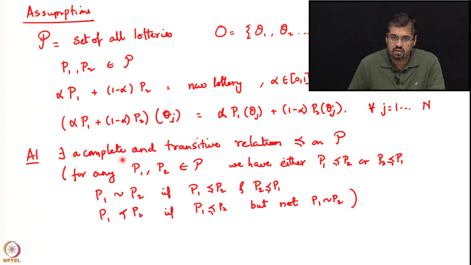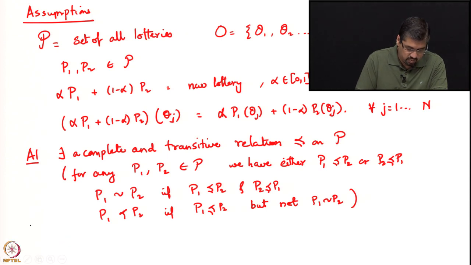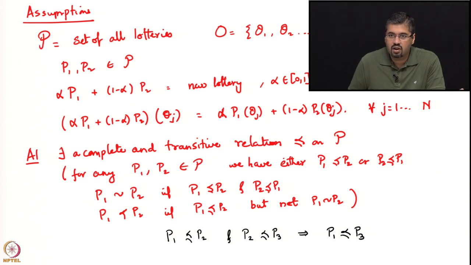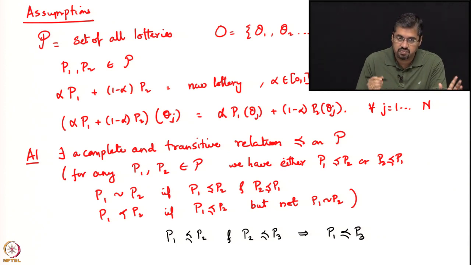What is a complete and transitive relation? It is complete if every two lotteries can be ordered, and it is transitive if you have the following simple intuitive property: if P1 is less preferred to P2 and P2 is less preferred to P3, then it must be that P1 is less preferred to P3. So this is effectively just a logical consistency condition: if you prefer P2 to P1 and if you prefer P3 to P2, then obviously you prefer P3 to P1 as well. Okay. So this was our first axiom.